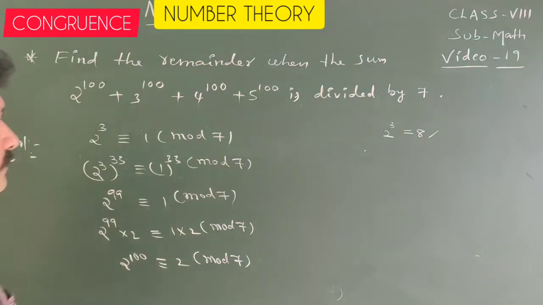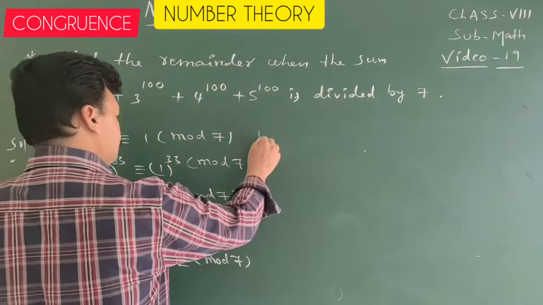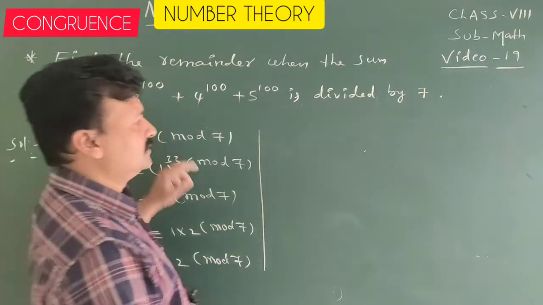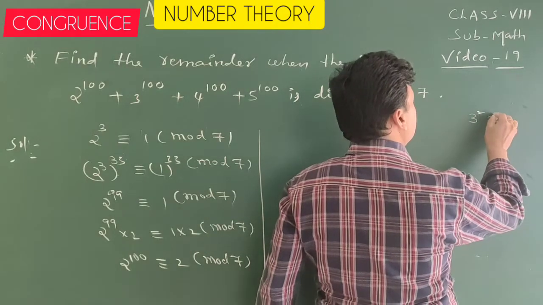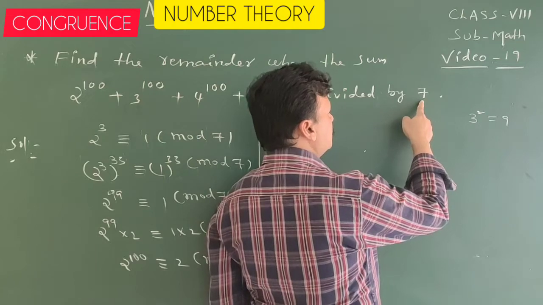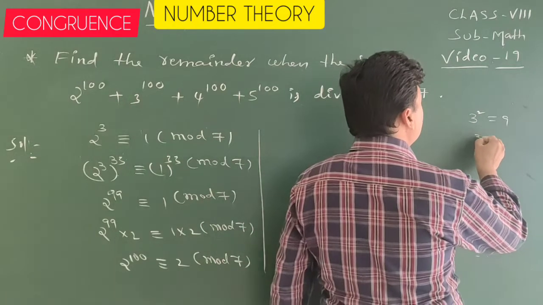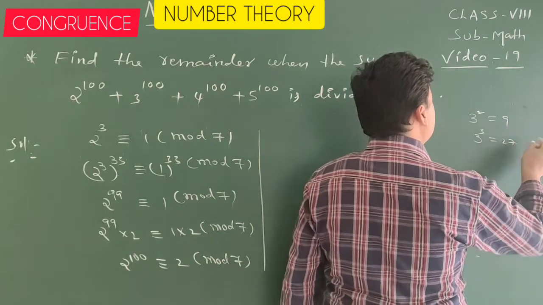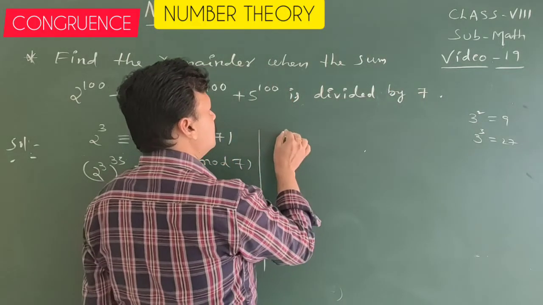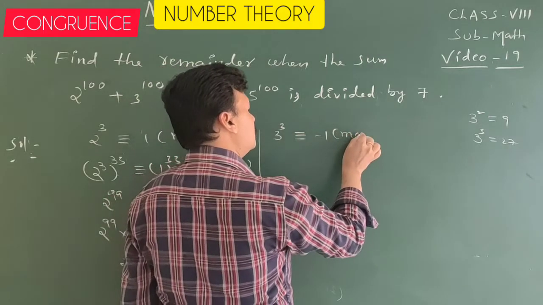Next, for 3: 3 square means 9, and 9 divided by 7 gives remainder 2. In terms of this one you can change, but 3 cube, 27, is close to a multiple of 7. So 3 cube is congruent to minus 1 mod 7.